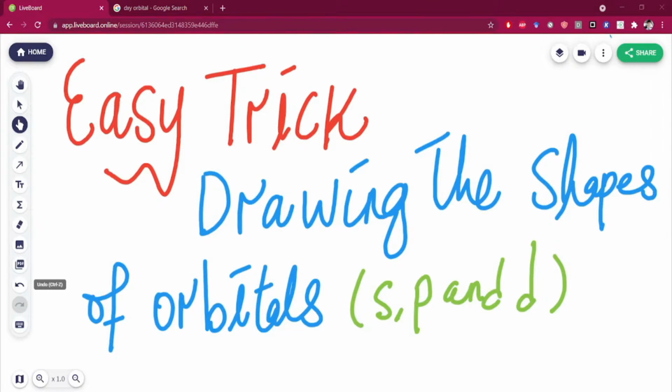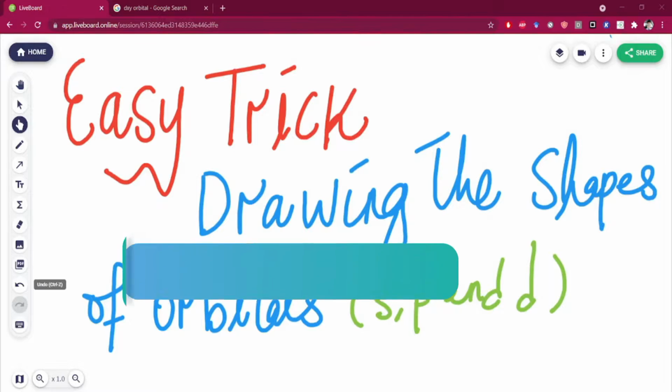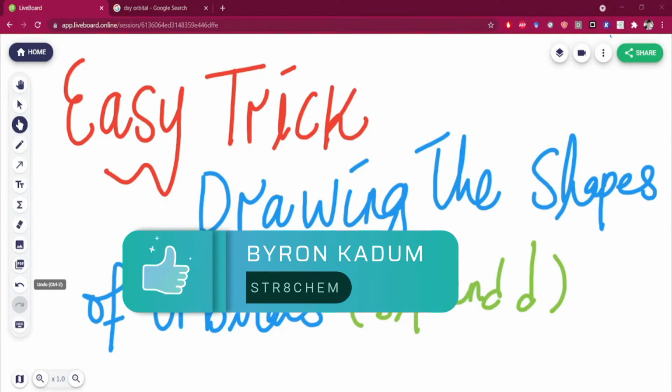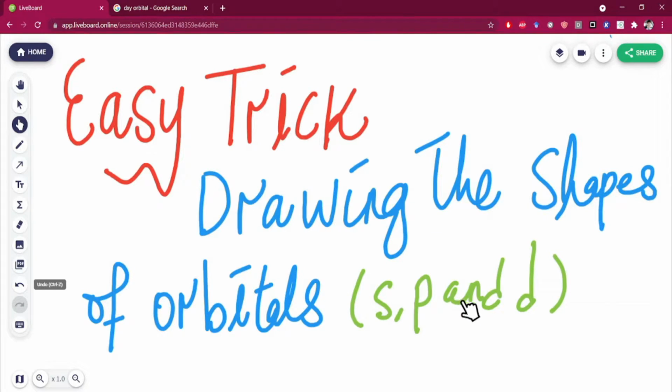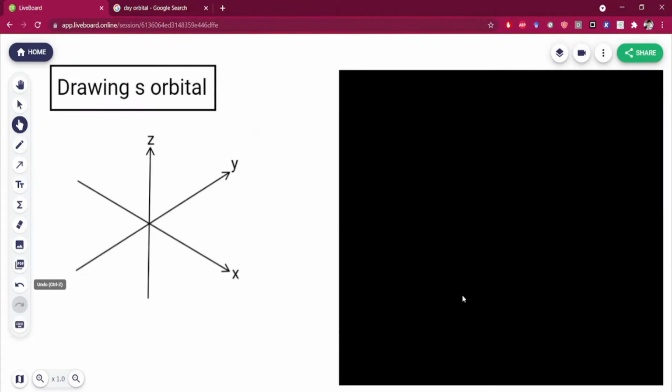Hey guys, in this video, we're going to look at an easy trick on how to draw the shapes of orbitals for S, P, and D. For matriculation level, you only need to know how to draw these three shapes of orbitals. We're going to start with the easiest orbital first: how to draw the S orbital.